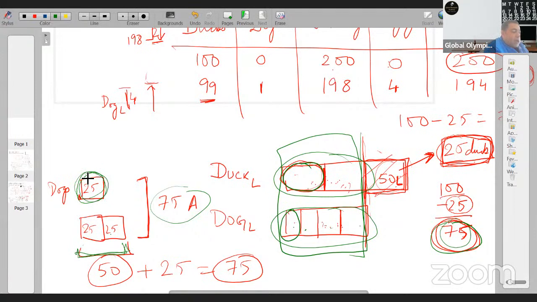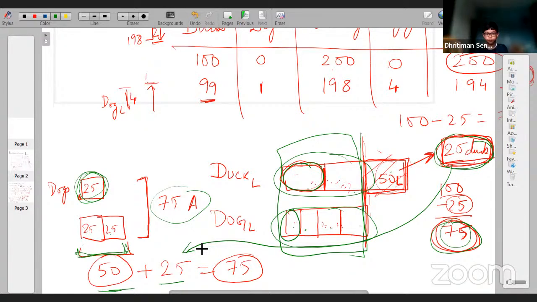Okay. Now, this is for the equal legs, but there were 25 ducks also which gave the extra legs, correct? So you have to bring back that 50 plus that 25 from there, and add it up, you get 75. Did you understand now? Yes, sir, I understand now. Okay, interesting question, right? Interesting way of solving it, right?